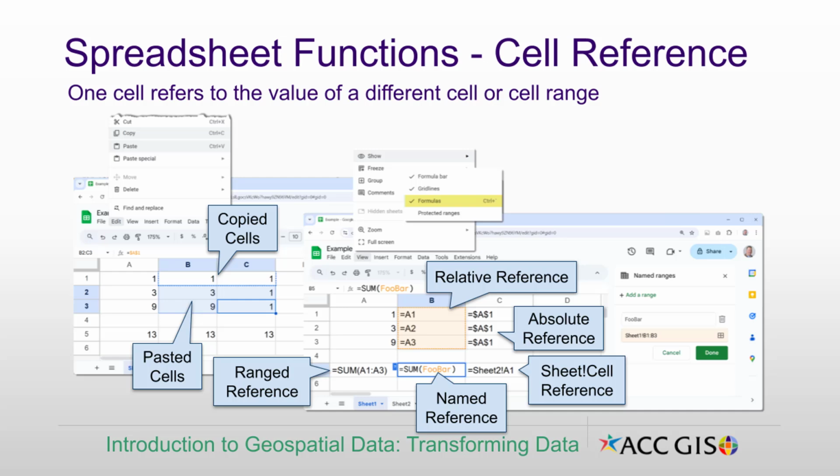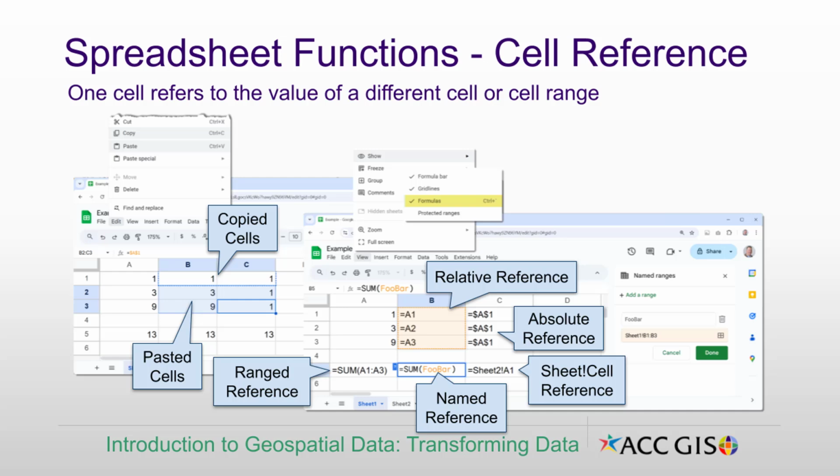But if we use absolute reference like in column C, and we're using dollar signs to fix the location of that cell, you can see that it keeps referring to the same cell, in this case A1. As mentioned previously, you can refer to a single cell or, for example, a range or group of cells. So the example on the right shows in A5, B5, and C5 different types of references: a ranged reference, a named reference, and a sheet cell reference.